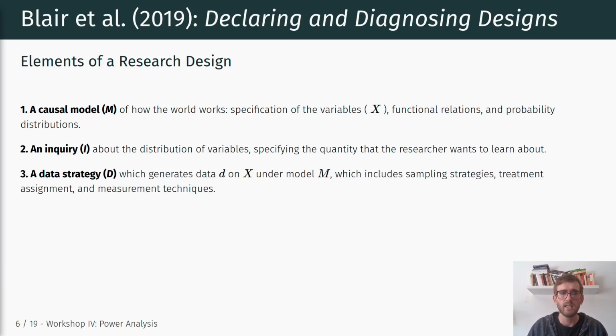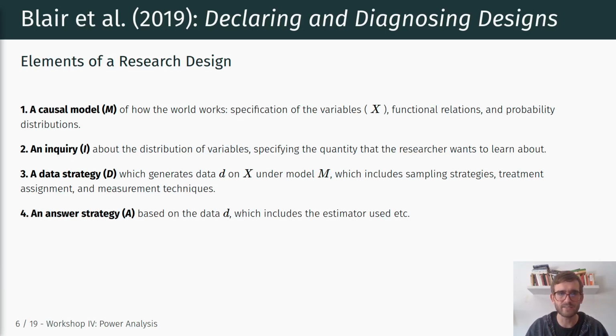Okay. Then we have a data strategy, which is denoted as D, which basically generates data, which we denote as d, on X under model M. Okay, so that includes things like sampling strategies, treatment assignment, and measurement techniques. Those are all the components that, based on the underlying causal model, create your observed data that you ultimately can use to estimate your model.